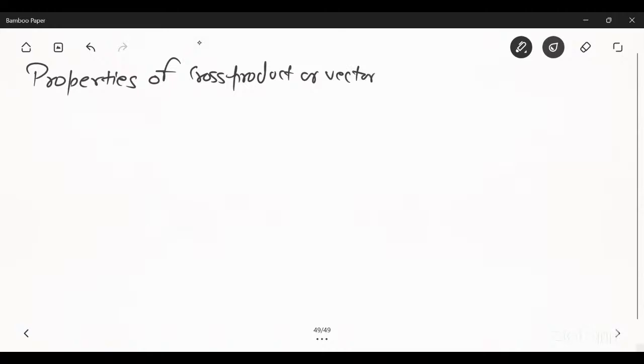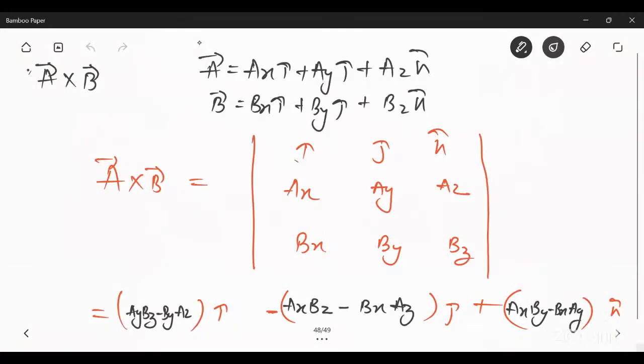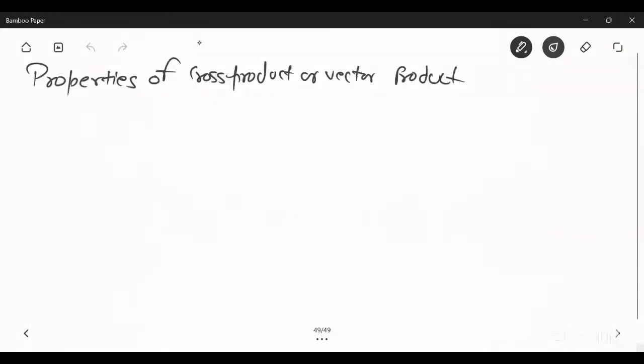Now come to the properties of the cross product or vector product. Why do we call it a vector product? Because on solving it, we get a vector. On solving, we get i cap, j cap, k cap, which denote the vector.